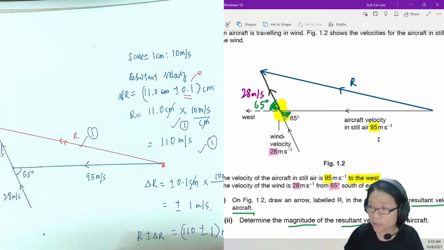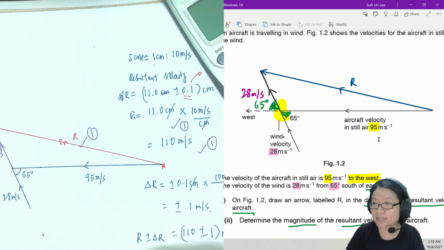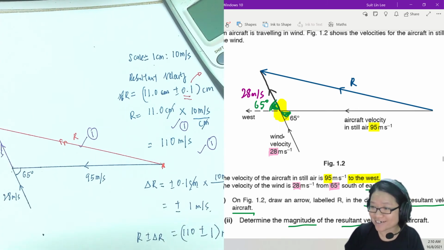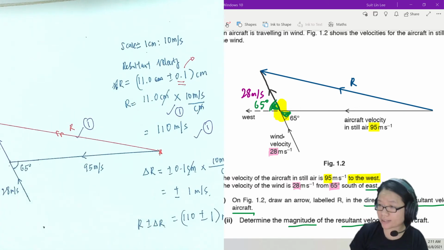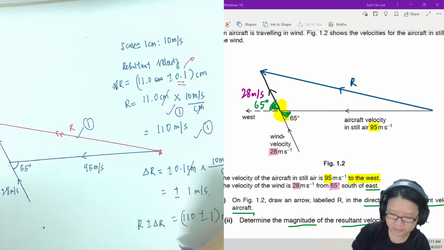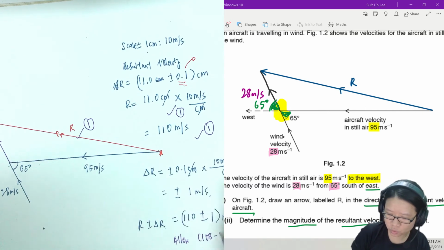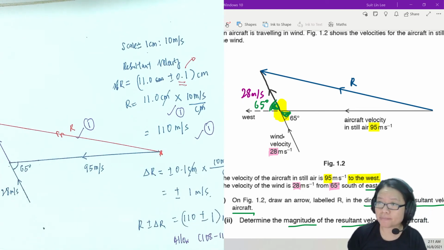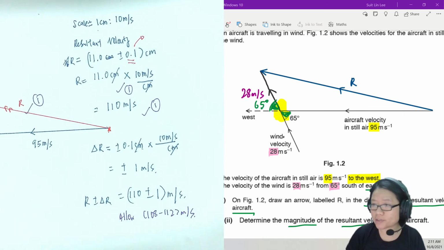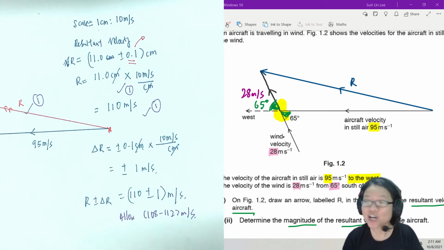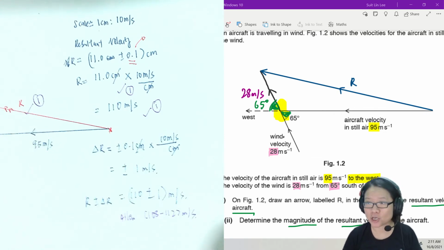Scale drawing is workable. But as you can see, it is full of uncertainty, right? And the mark scheme allowed answer is actually quite generous. They will allow 108 to 112 meters per second. Okay, so it's quite a large range, if I do say so myself. So first method done.